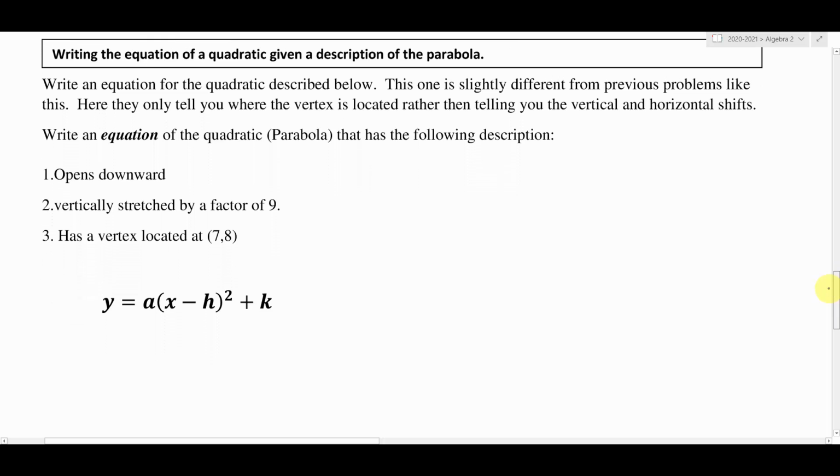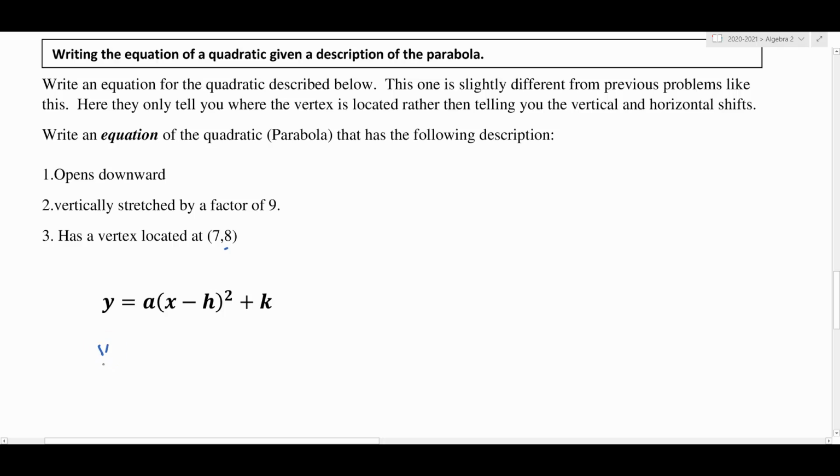Alright guys, last example here. And this is kind of a new example. We've seen problems like this before where I would give you a verbal description of a parabola and ask you to write the equation. In this one though, instead of telling you what the horizontal and vertical shifts are, I have given you the vertex. So this is slightly different. Okay? So I gave us our blueprint since we know we're going to be writing our equation in graphing form.